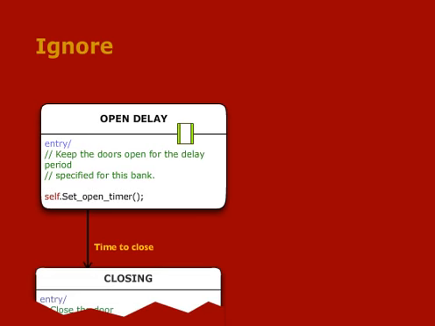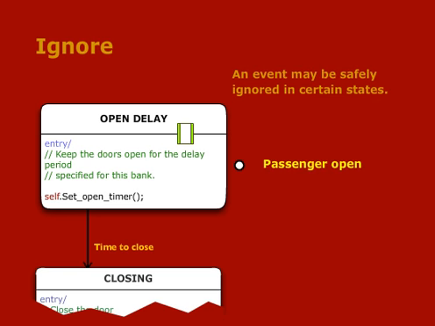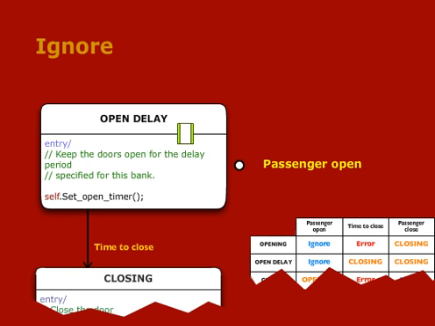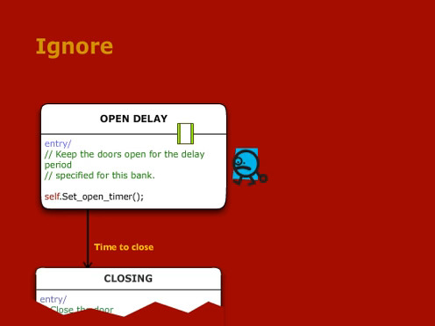If we are in a state where no action is necessary, either now or in the future, an event can be safely ignored. Here we have an object waiting with the doors open. Someone in the cabin pushes the open button, but the doors are already open and there's nothing for us to do. So we specify ignore as the response in the state transition table. The event is discarded and the door object remains in the open delay state waiting for the next event. Keep in mind that ignoring an event is just as normal as transitioning.